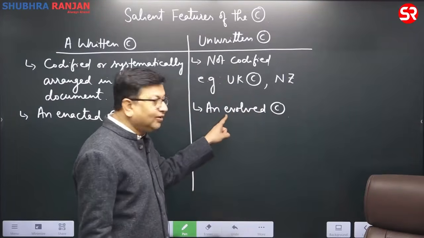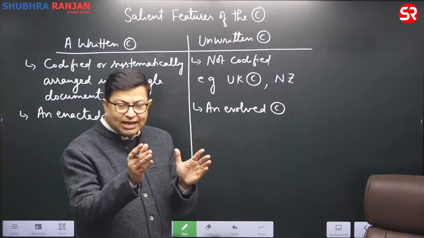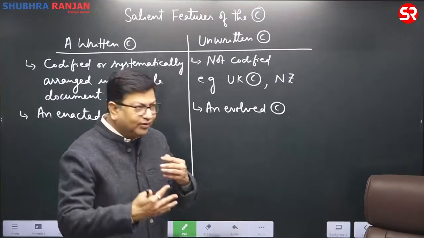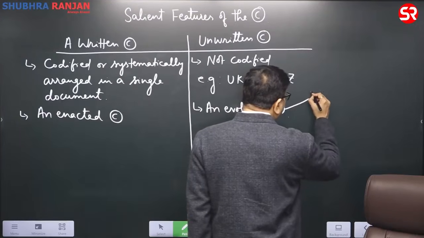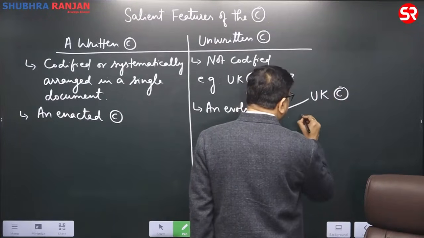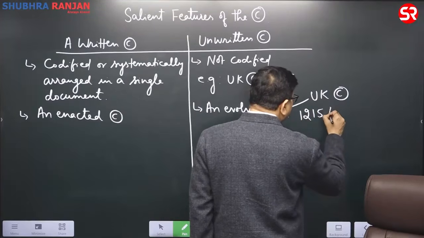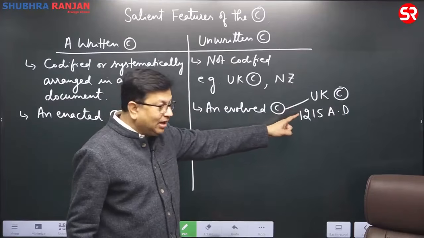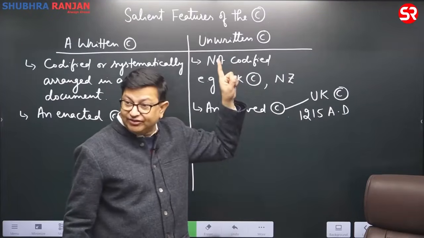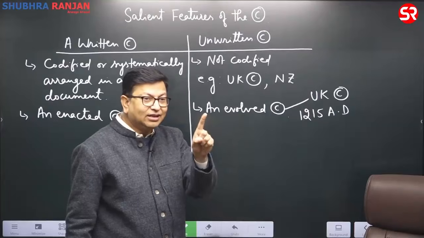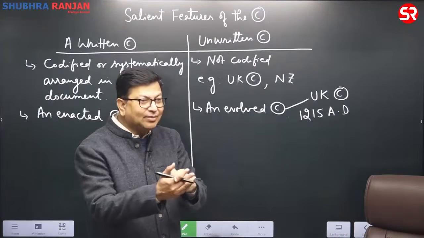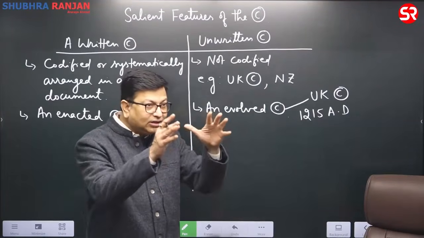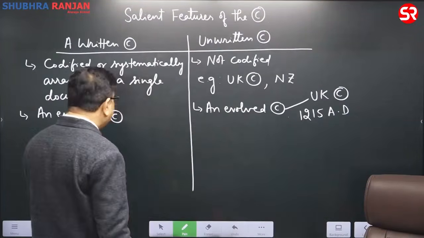Now here, an evolved constitution means at one time the things were not written down by a body, but basically it evolved. For example, the UK Constitution started evolving since 1215 AD, that is since the time of Magna Carta. Some of the laws which were there in 1215 AD are still there in the English system. New laws are made, the earlier laws cease to exist. So at one time all the laws are not made.